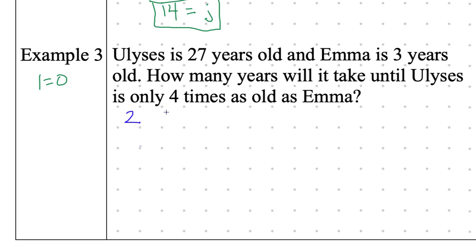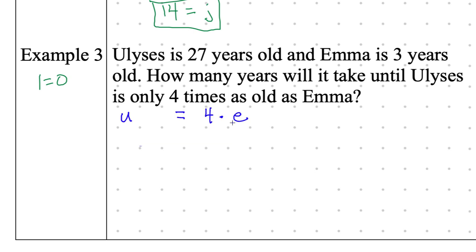Okay. Wyatt, talk to us. Because it's saying Ulysses is only 4 times as old as Emma, maybe E is equal to U times 4. That's part of it, yeah. So I'm going to write out that part. U is equal to E times 4, right? Yeah. So we'll say 4 times E.